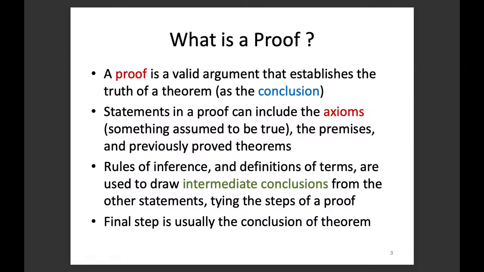And then besides axioms, inside the proof there may be premises, just like in any normal argument. We can also have other previously proven theorems, which are already established as always true, so we can use them inside a proof. We can also have something new that is created based on the rules of inference. And finally, the final step is usually the theorem itself, the conclusion.